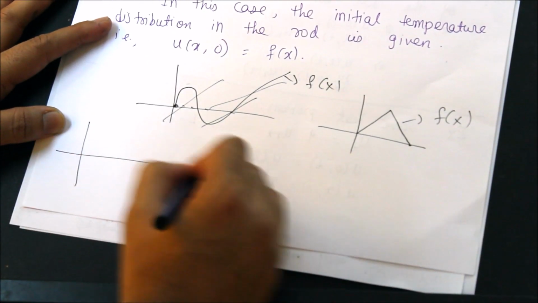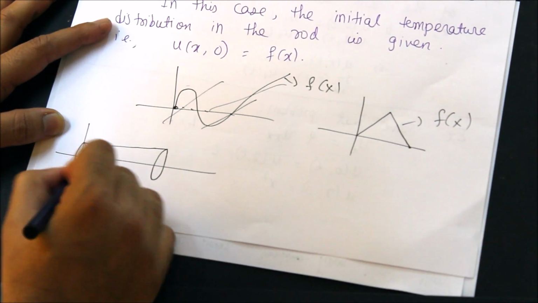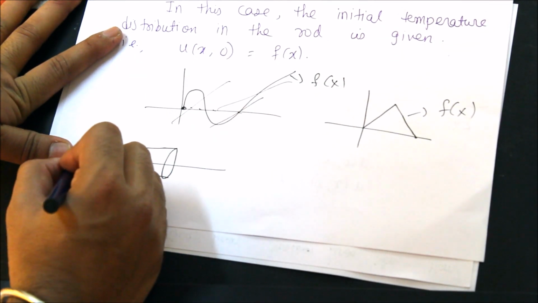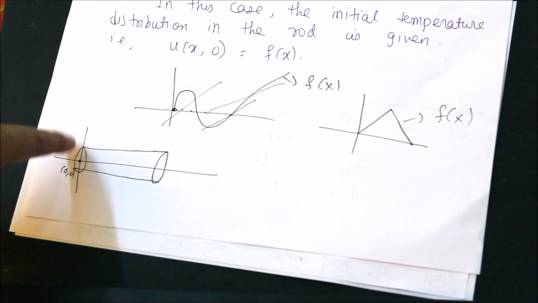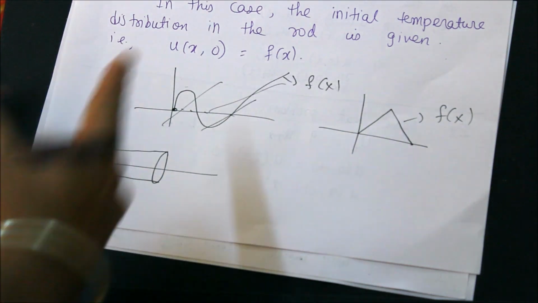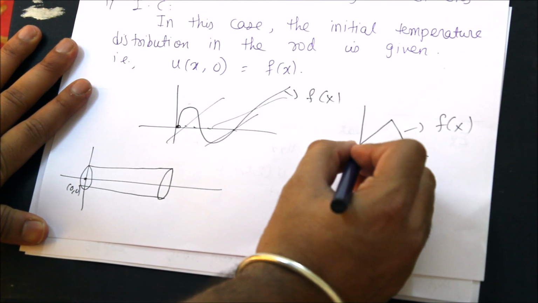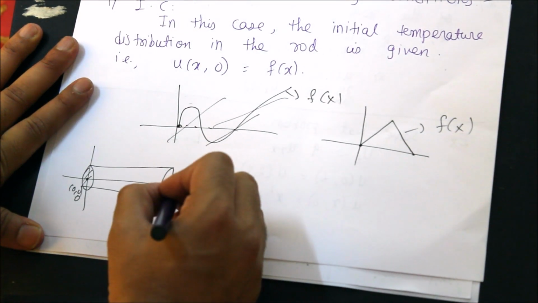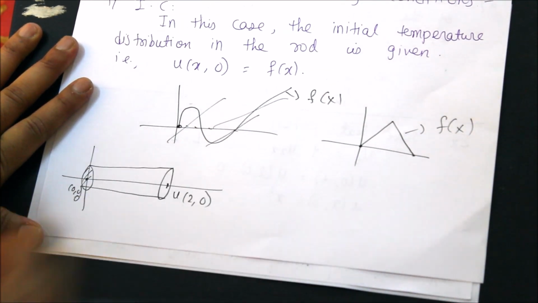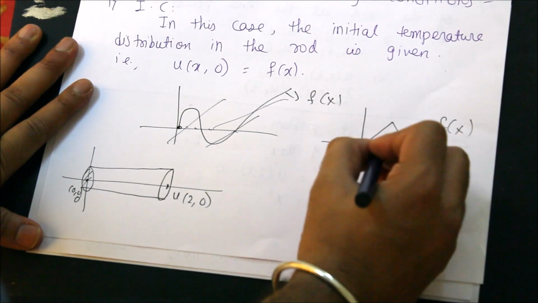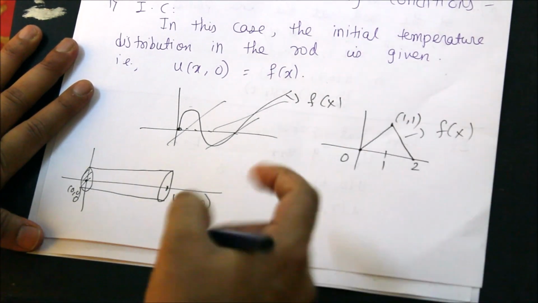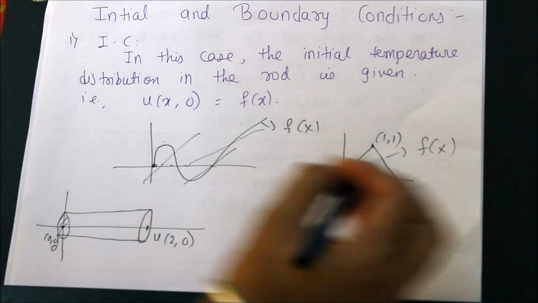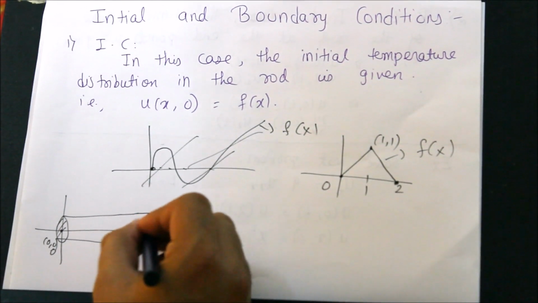So what is u of x, 0? It is nothing but my f of x. That means if I ask you what is u of 0, 0, here, what is the temperature initially over this cross section? So what is u of 0, 0? It is f of 0. What is f of 0? 0 only. So initially there is no temperature, it's 0. If I ask you, suppose the rod is of length 2, what is u of 2 comma 0? Suppose this is 0, this is 2, this is 1, this is 1 comma 1. That means this is the y equal to x line. So u of 2 comma 0 is nothing but f of 2. What is f of 2? It's again 0. So here also the temperature is 0.